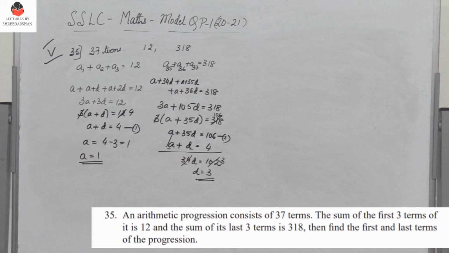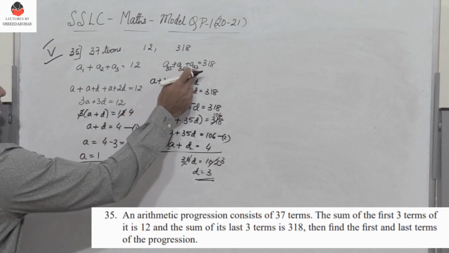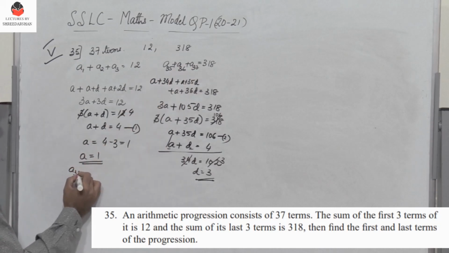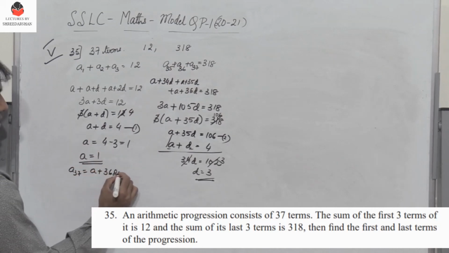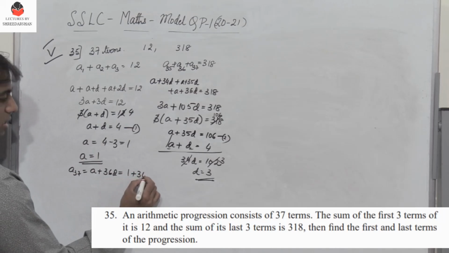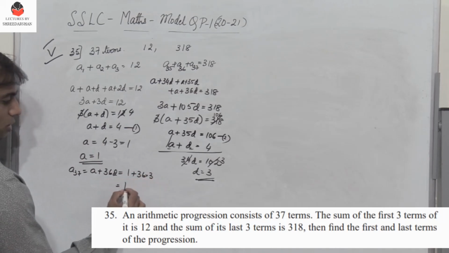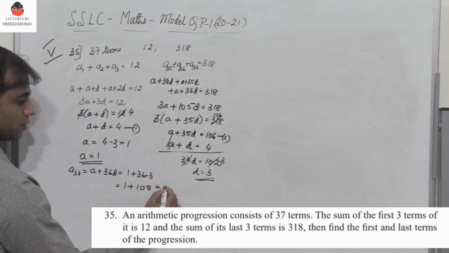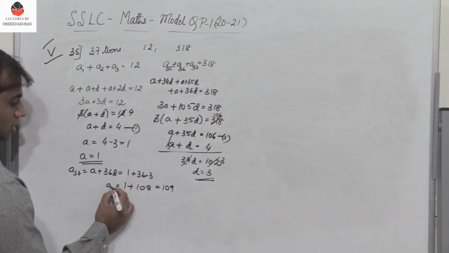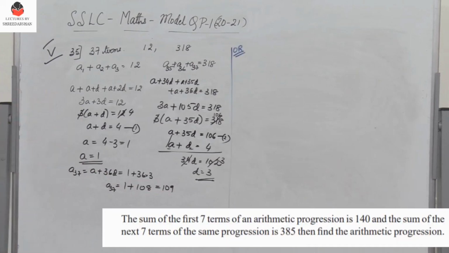And then I need to find the last term. What is the last term? a37. So a37 is a plus 36d, which is 1 plus 36 into 3. So I get 1 plus 108, which gives me 109. So this is a37.